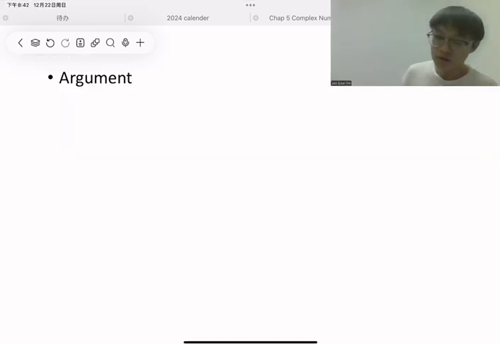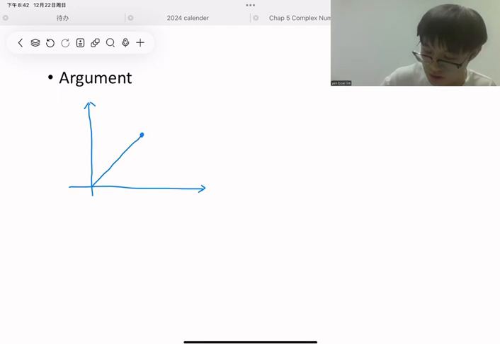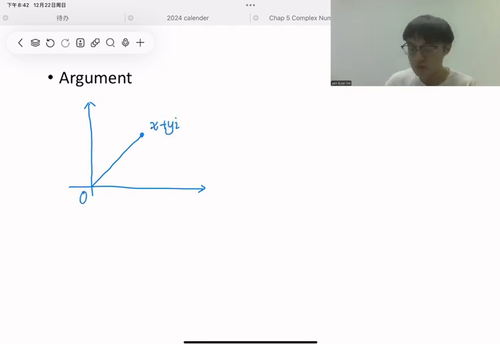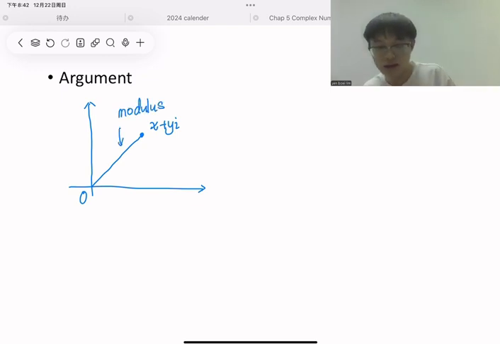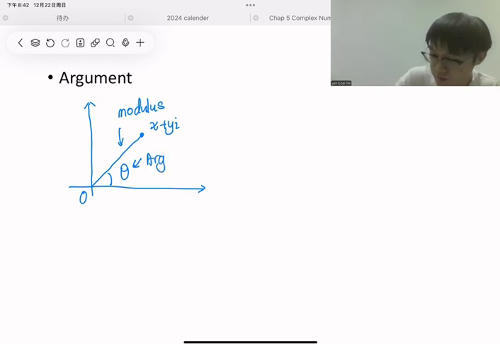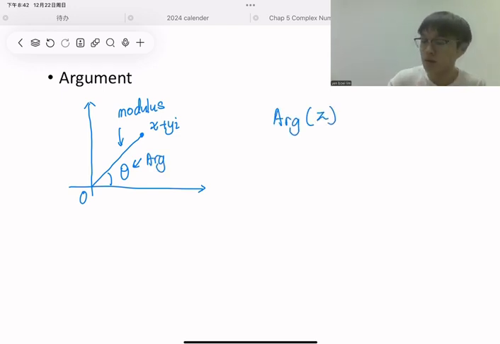Now I will talk about the argument. So what is an argument? Graphically, I can draw the argument for a complex number. For example, there is a complex number x plus yi. The length of the line that connects the origin and that complex number is what we call the modulus, which we learned before. The angle between the line and the positive x-axis, which is the positive real axis, is what we call the argument. The argument of a complex number has a general equation: the argument is equal to arctangent of the imaginary part divided by the real part.